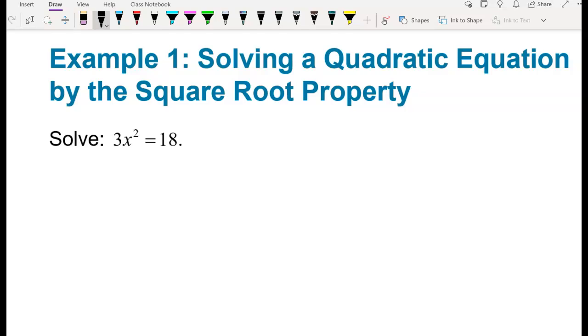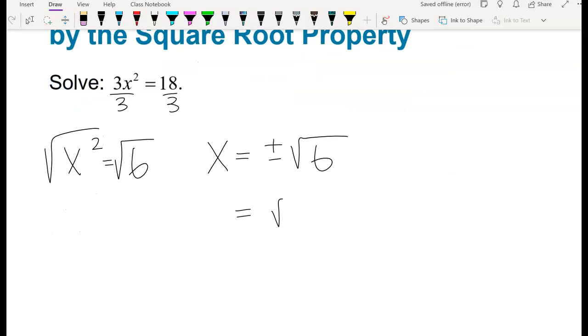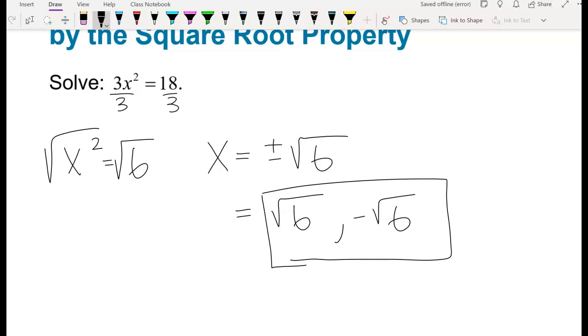but we want to solve for x, so that means we want to get this x squared by itself first. So we're going to divide by 3. So we get x squared equals 6. Then we square root. So x is going to be plus or minus square root 6. So that means your answers are square root 6 and negative square root 6. And you're going to leave them as square roots, not as decimals. So if you get a decimal in your calculator, you're going to leave it as the square root.